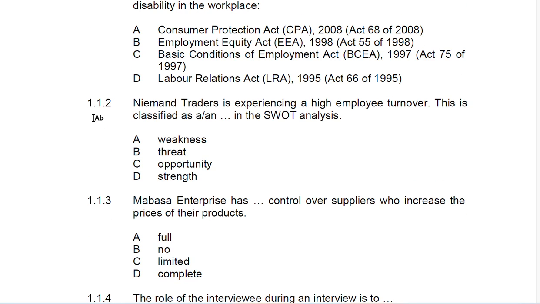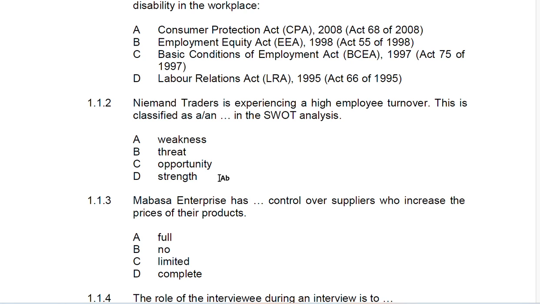Now let us see what we have in the next question. Our next question is 1.1.2. They're saying Naimed Traders is experiencing high employee turnover. This is classified as a what in the SWOT analysis? And we're provided the answers. The first one is weakness, which is A. B is threat. C is opportunity. And D is strength.